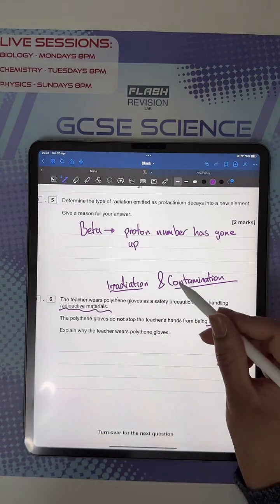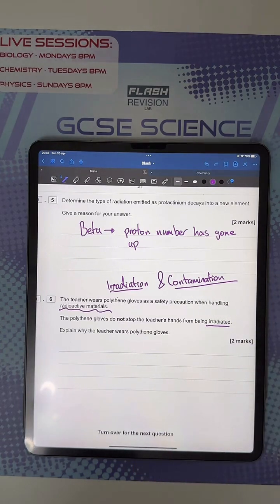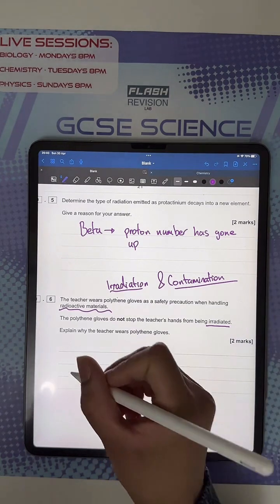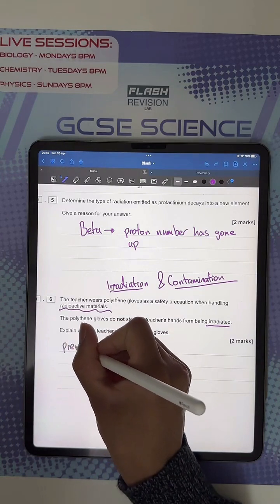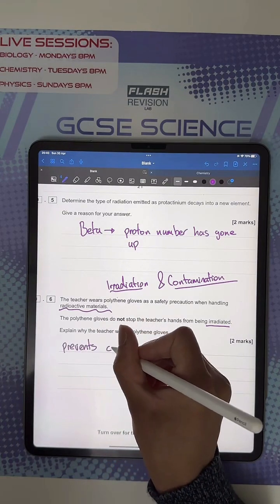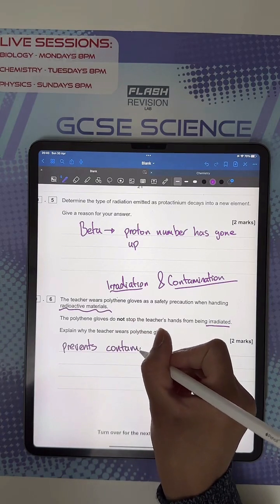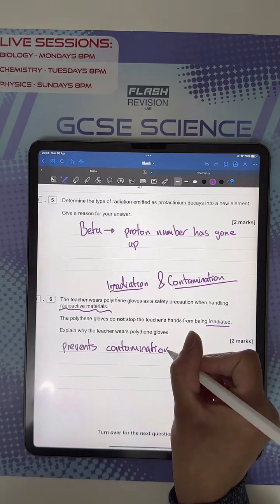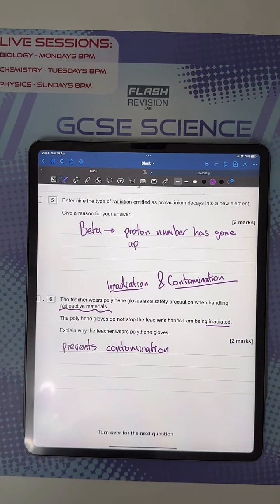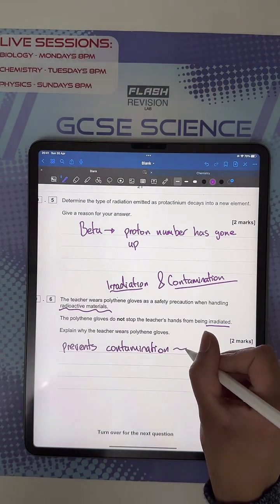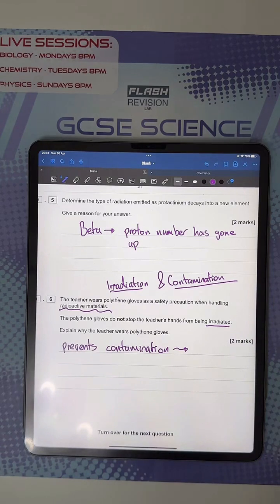Why they wear it is to prevent contamination, because when they touch the radioactive material, they don't want the atoms to get onto their skin. So that's why. I hope that makes sense. So for 2 marks, 1 mark to say it prevents contamination. Because what would contamination do? Why is it bad to get contaminated with something radioactive?